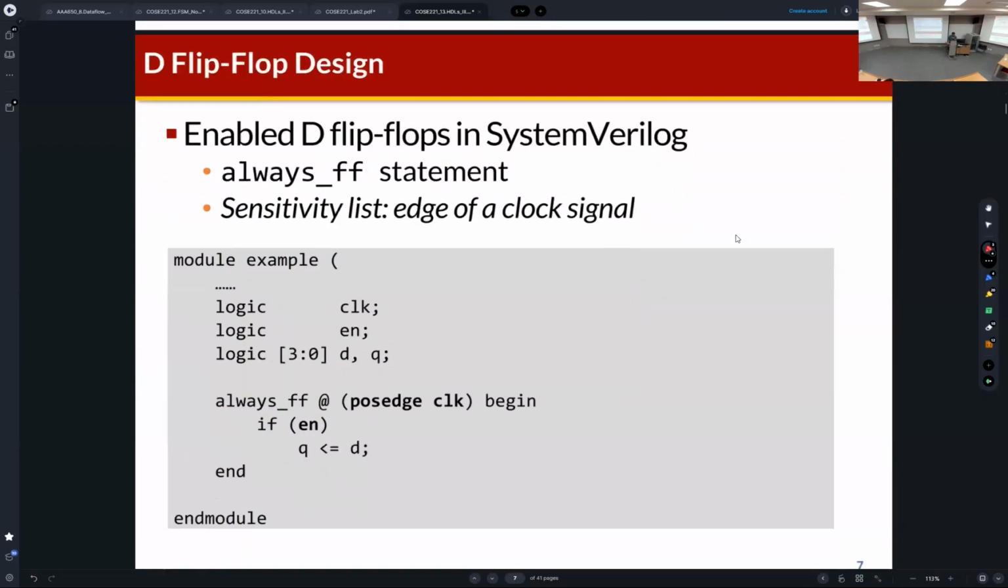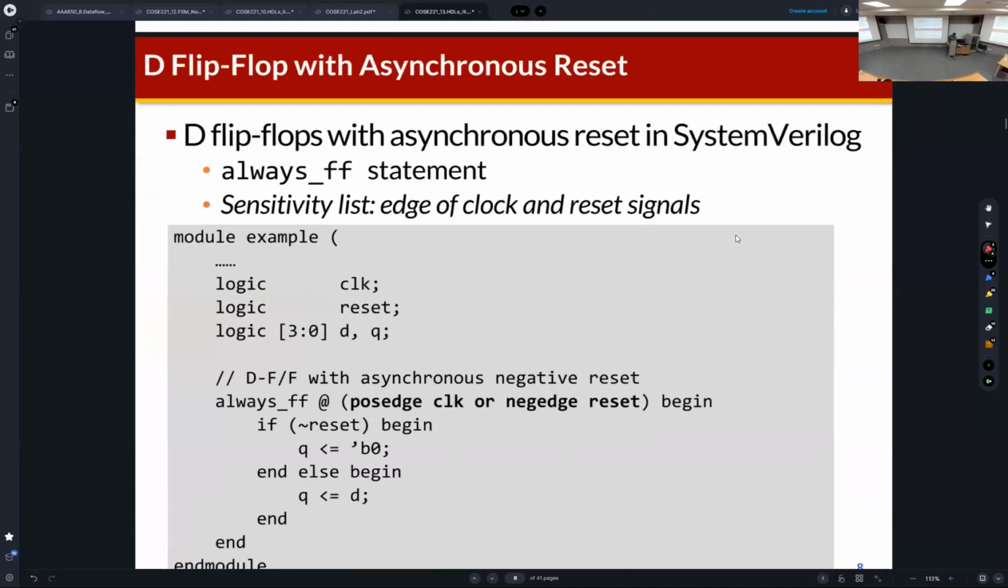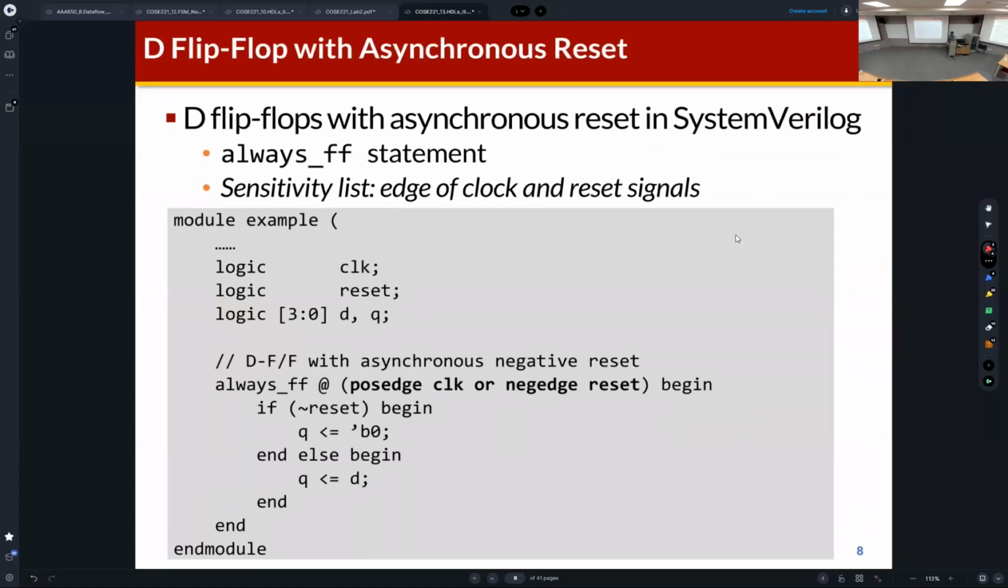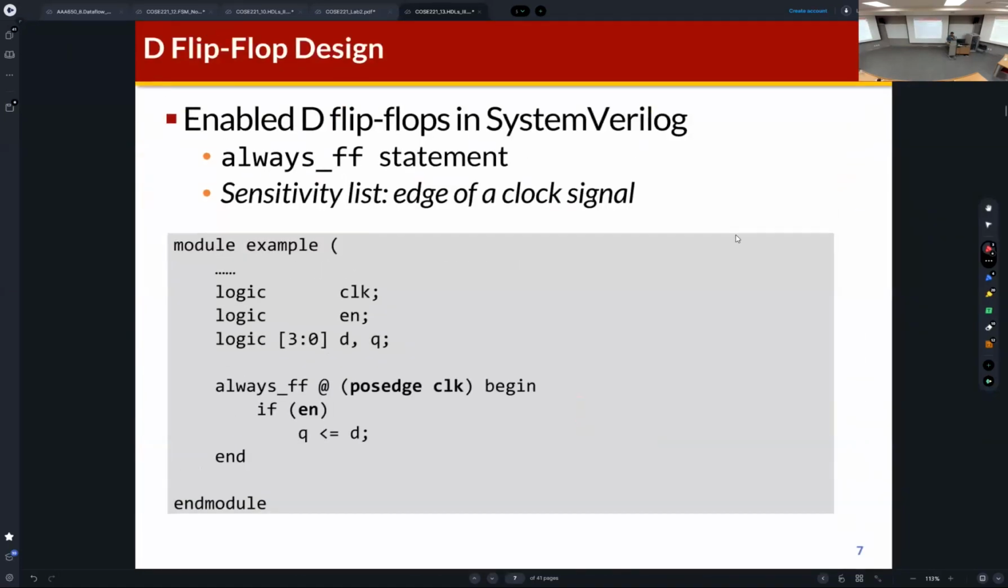So this is the flip-flop design. This is the enabled flip-flop. Then there is also the asynchronous reset flip-flop, the asynchronous negative reset. Okay, negative reset here. So this is the flip-flop and latch design.